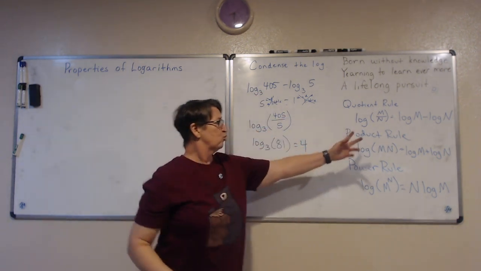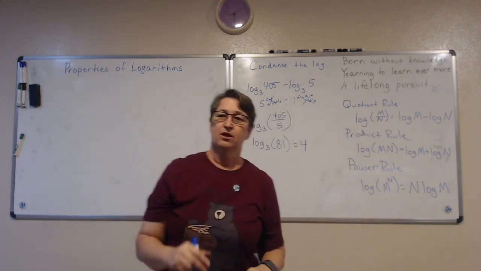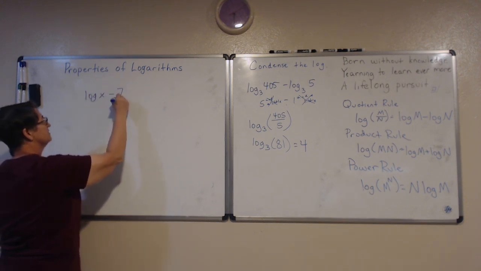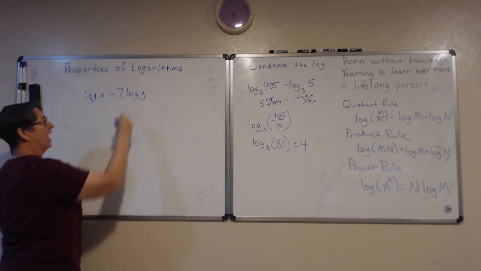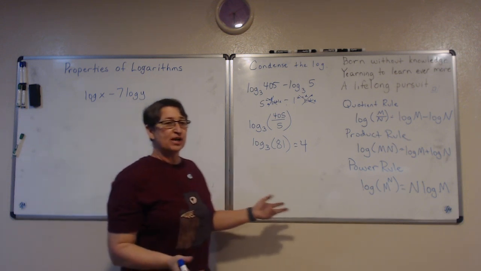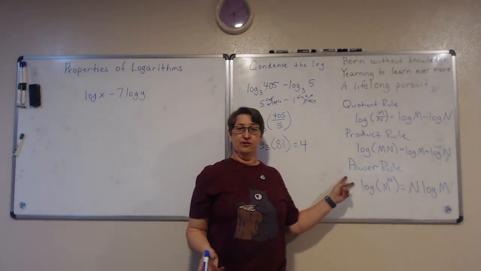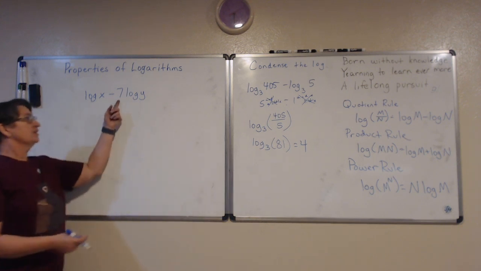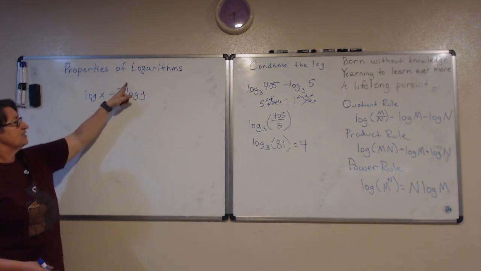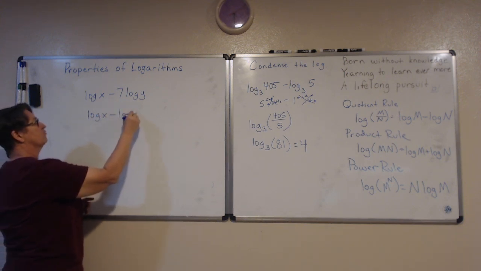So here I had the quotient rule that I used so I could write log one time. So here's another example: log of x minus 7 log of y. Now we're going to go backwards from this. So the first thing we're going to look for is the power. We see a power on this one. See this 7? It's going to become a power on my y. So I'm going to kick this back so that I have log of x minus log of y.